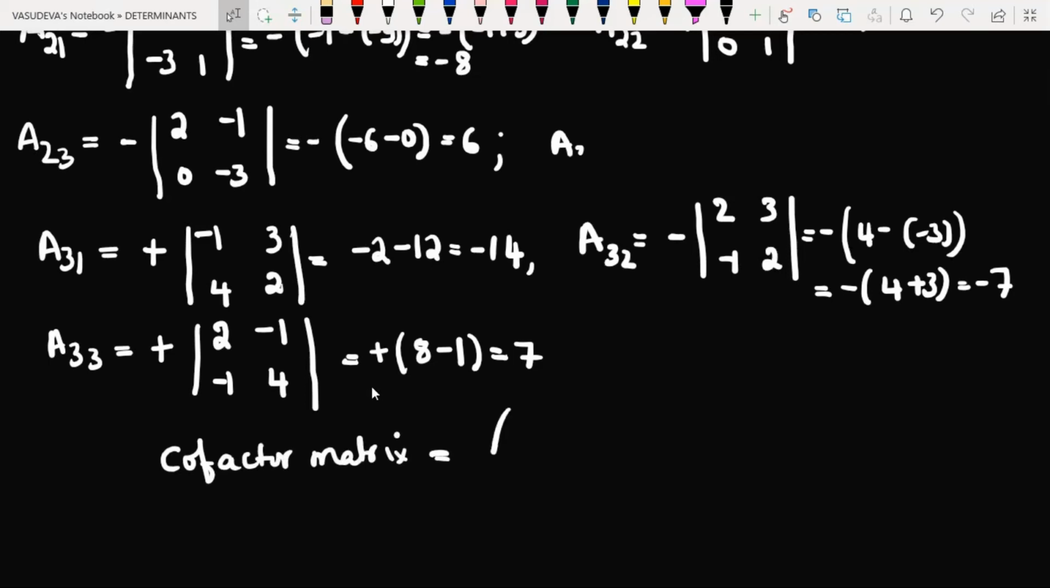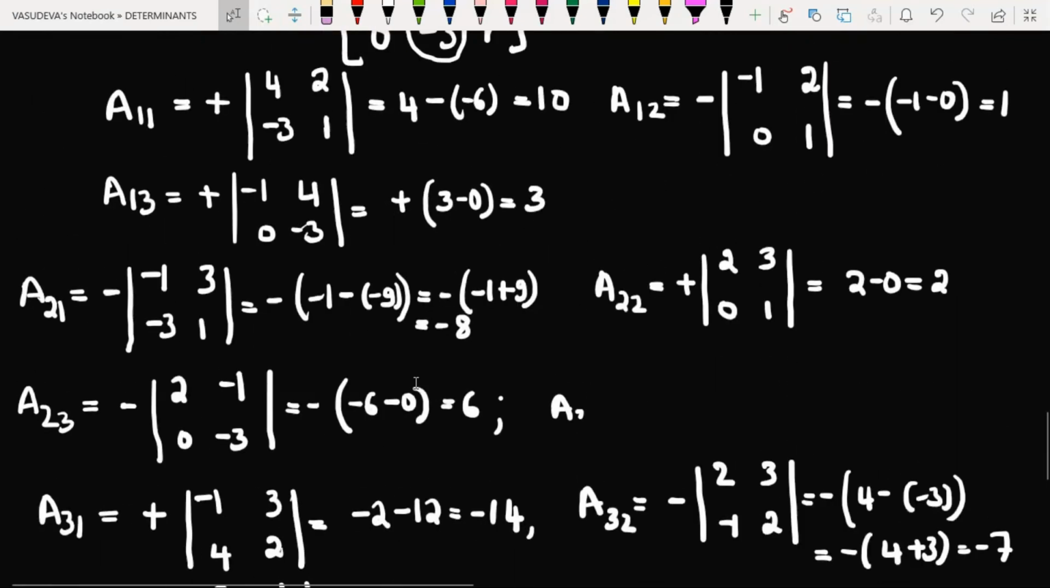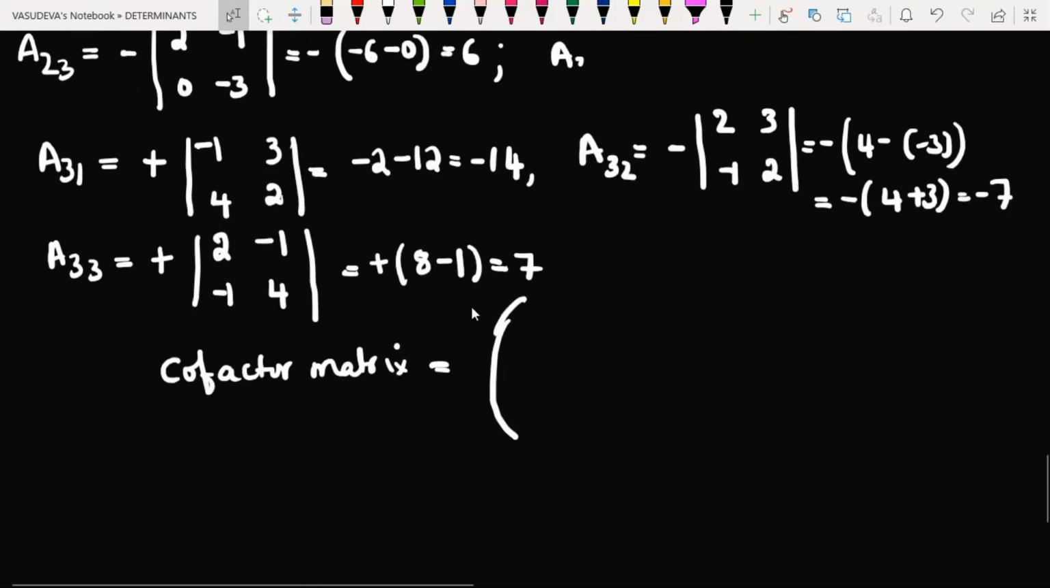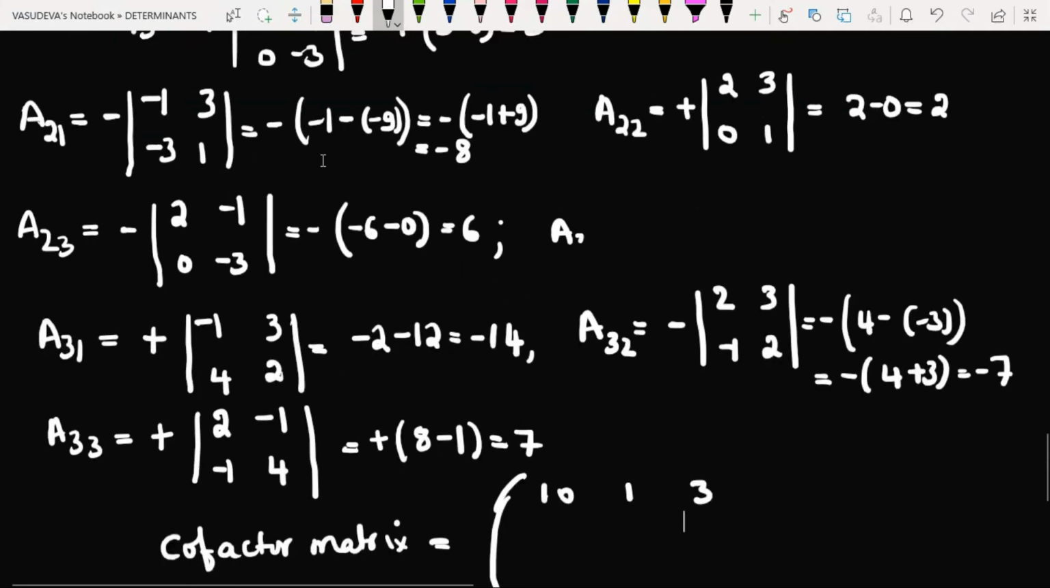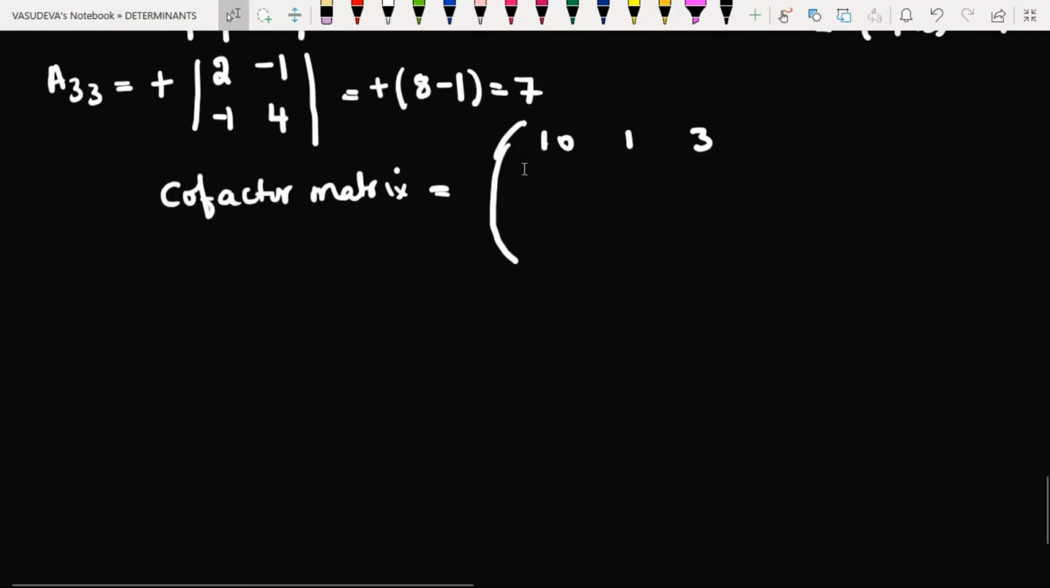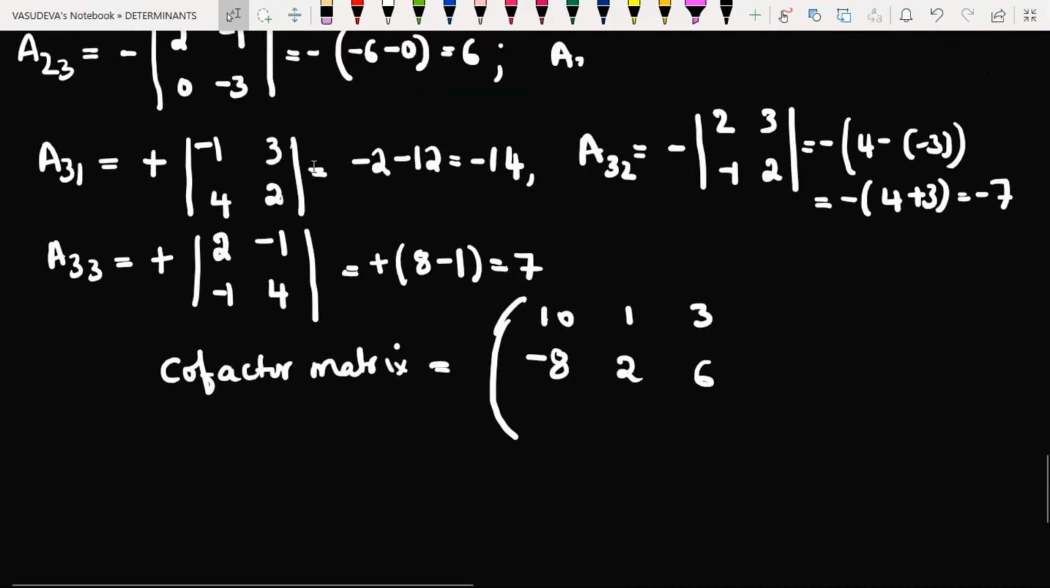Writing the cofactor matrix. The first row is A11, A12, A13, that is 10, 1, 3. Now the cofactors of the elements of the second row: minus 8, 2, 6. Then the third row: minus 14, minus 7, 7. This is the cofactor matrix.